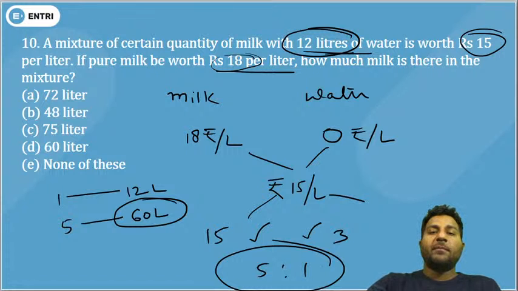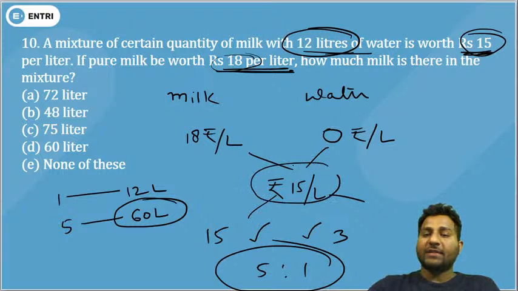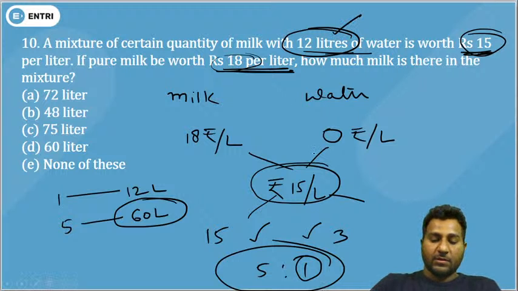Look, the mixture of milk and water will be worth 15 rupees per liter. If pure milk was 18 rupees and you added water, so water's cost must have been 0. That's why your overall cost has come down. And if overall cost has come down, that means you must have added some water, and water was 12 liters. Now tell me, have you got the solution? Don't do that. They just ask you how much milk is there. Come on guys, only one candidate is fighting for his selection.